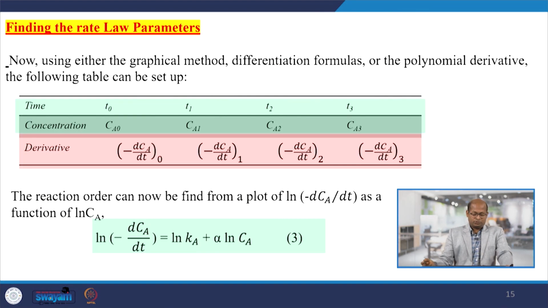Okay. So how do we get this? The data from the experiments will be collected, and then by using polynomial fits we can get these data points. Okay.